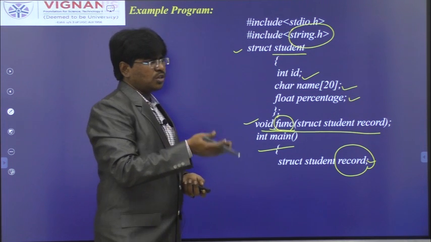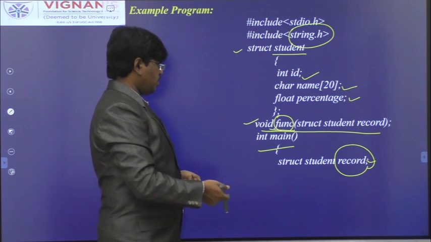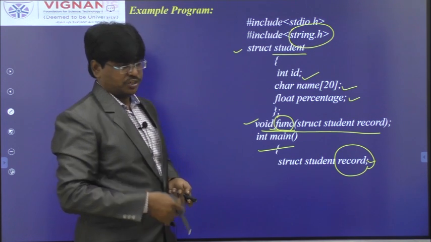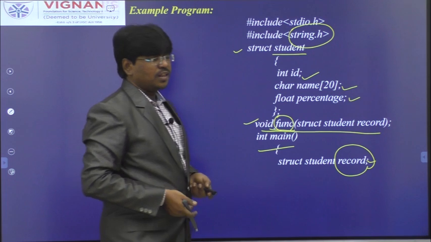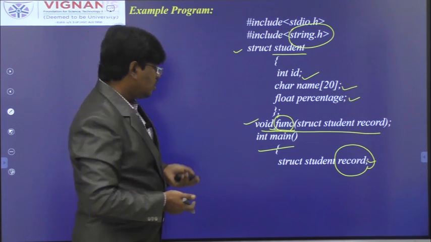If I want to store the values into the structure student, I will use record dot id, record dot name, record dot percentage with the help of the scanf function. If you want to display the values of the members, then we have to use the same with the printf statement. You know that.